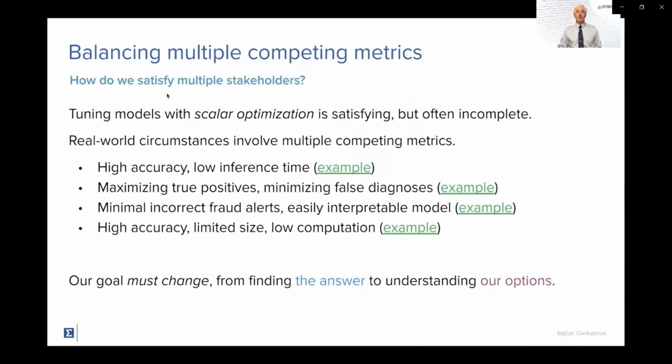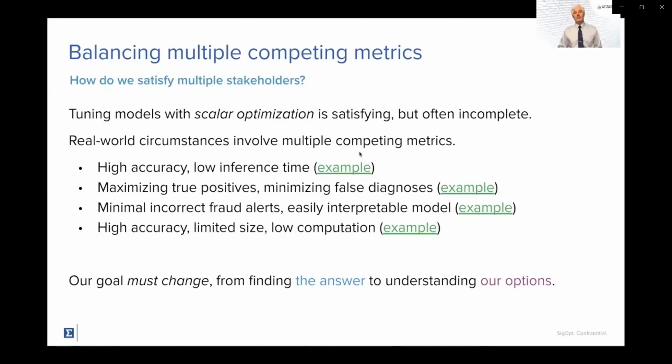In the second portion of this talk, we ask the question, how do we satisfy multiple stakeholders within a company? In particular, this often requires balancing multiple competing metrics, which occurs because tuning models with scalar optimization is satisfying but often incomplete. It can be satisfying to believe that there is a single metric which perfectly defines success, but this is actually rarely the case.